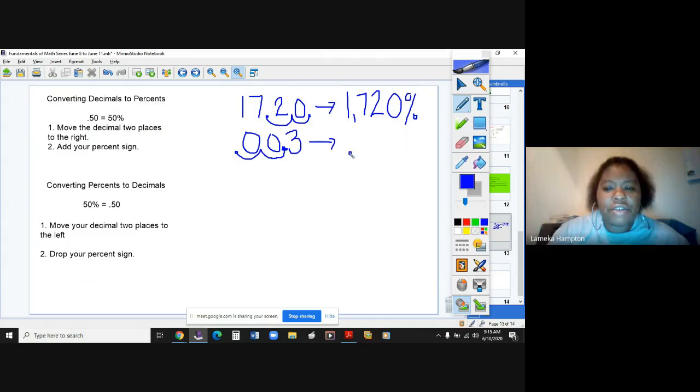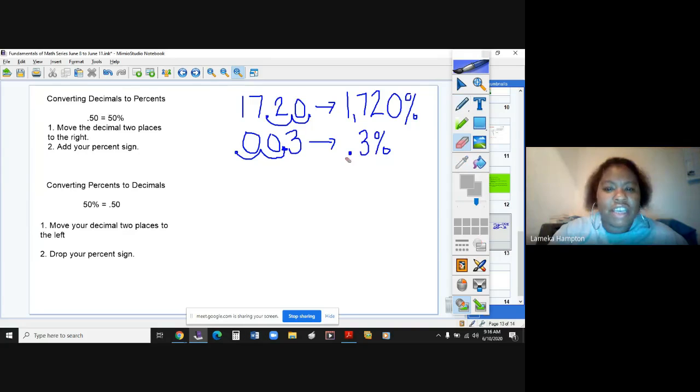Okay. So now my answer is 0.3%. So it is okay for you to have a decimal in your percent. You're also going to see that it's okay to have a decimal in other things when we continue to convert. So don't be so caught up on, oh, this looks funny or this doesn't look right. As long as you follow the rules, then everything will be fine.